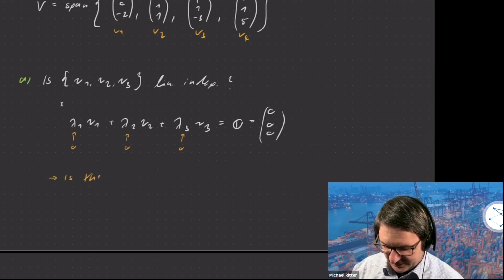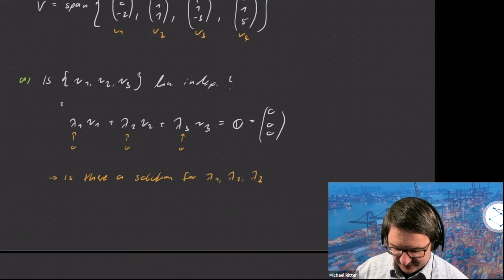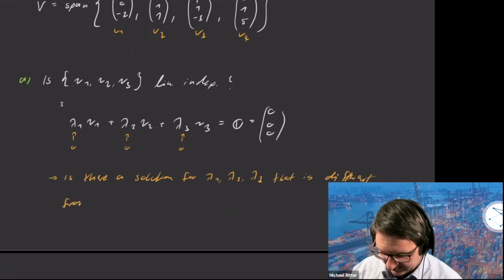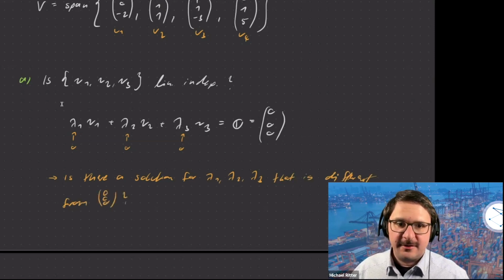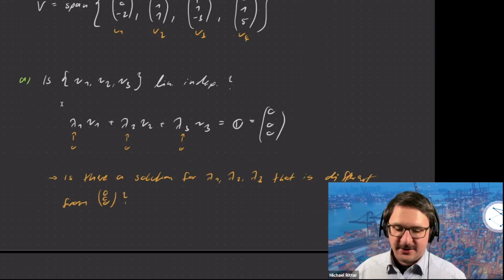The question is: is there more than just this one solution? So is there a solution for lambda 1, lambda 2, lambda 3 that is different from that one? And if there is, then we call these vectors linearly dependent. If there isn't, we call them linearly independent.